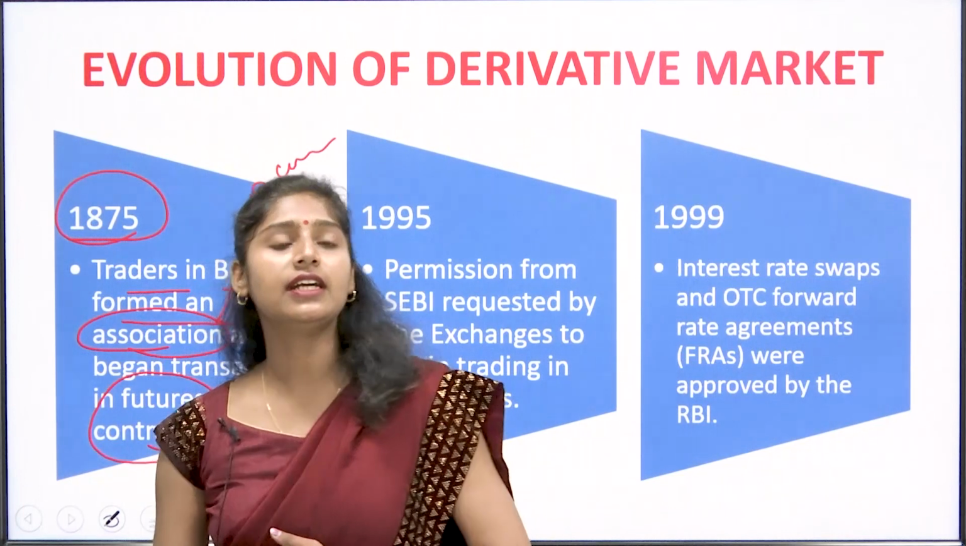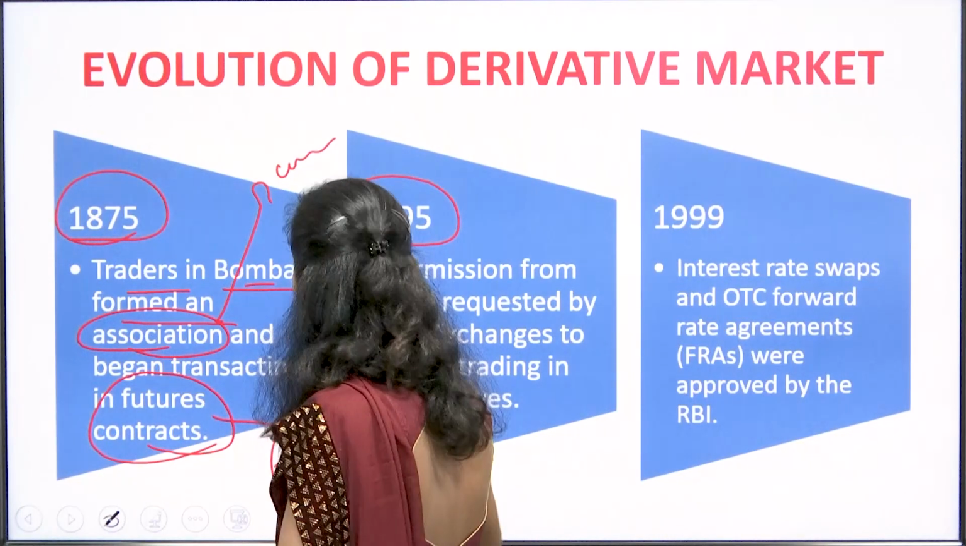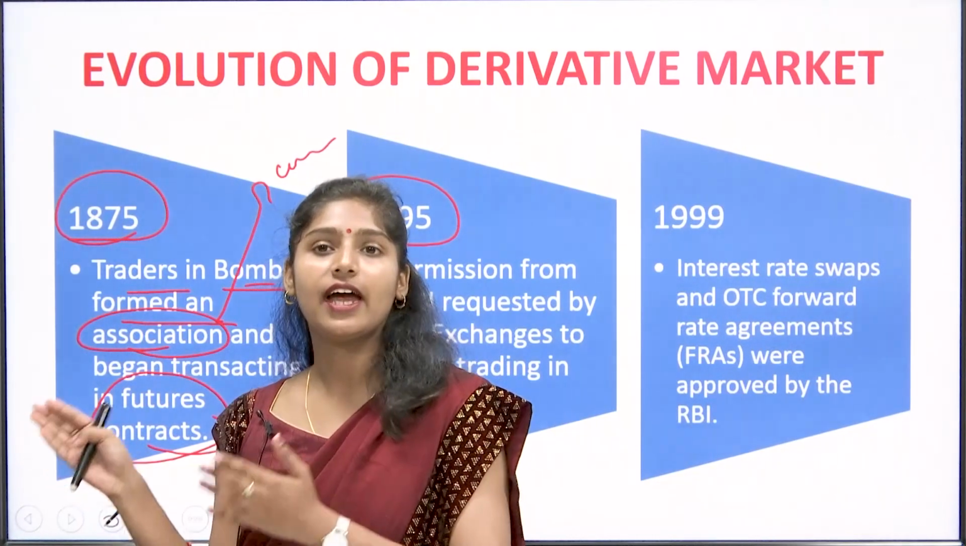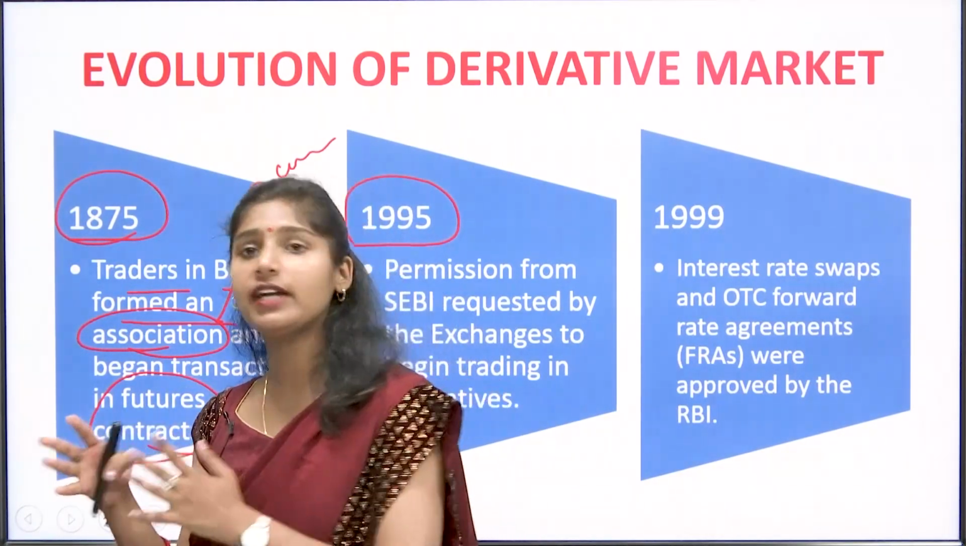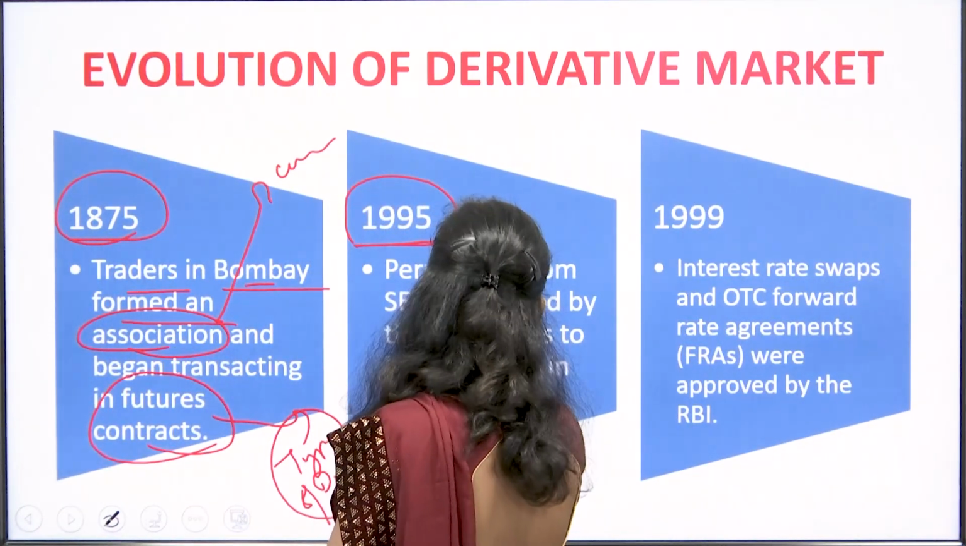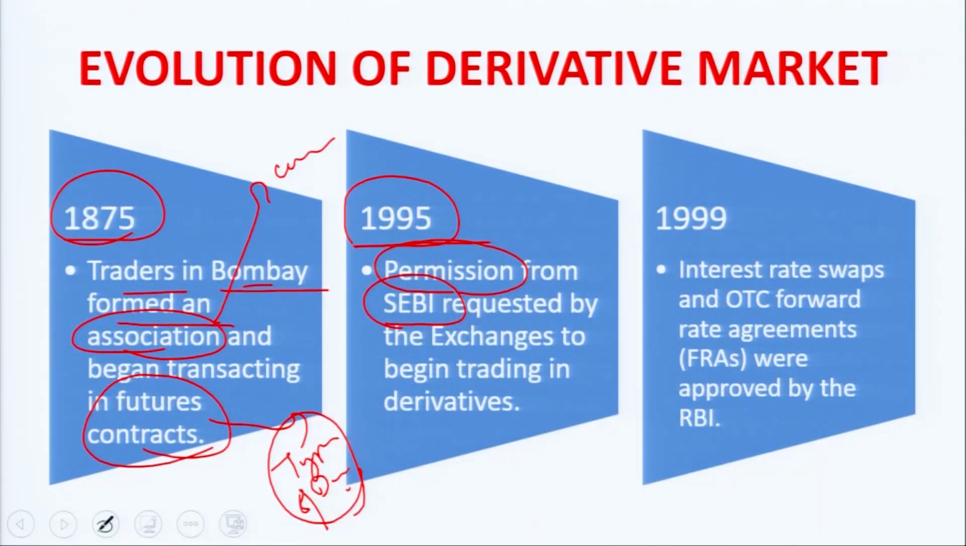I am not getting into detail about this concept. We will discuss it later on, under types of derivatives. I am only discussing the evolution, how it started and what the add-ons and developments in the derivative market are. Then after that, in 1995, SEBI gave the permission requested by the exchanges to start trading in the derivative market. So, here comes another development in the derivative market.